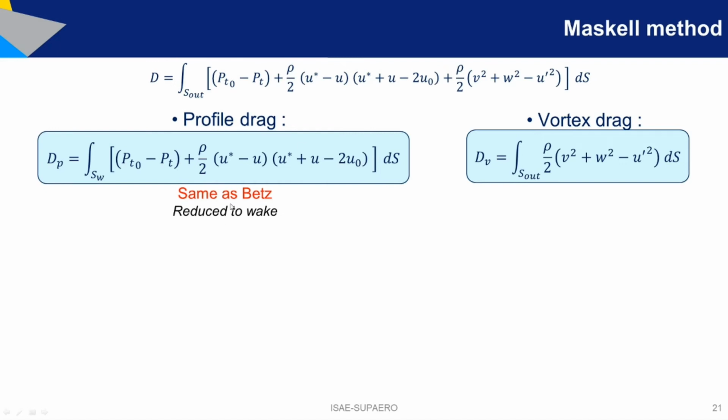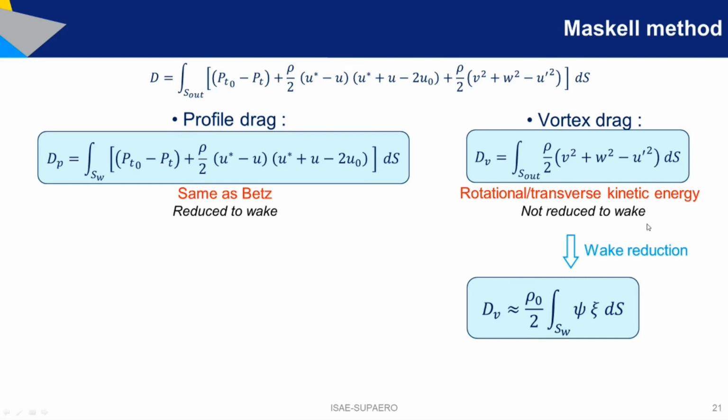So the left hand side basically is reduced to the wake, and on the right hand side we have to compute the rotational or transverse kinetic energy on an infinite plane of an infinite size, which is not reduced to the wake. So we'll tackle this problem first. How can we achieve this wake reduction?